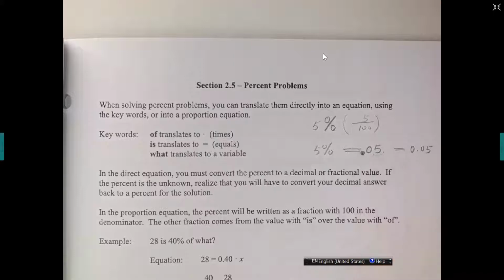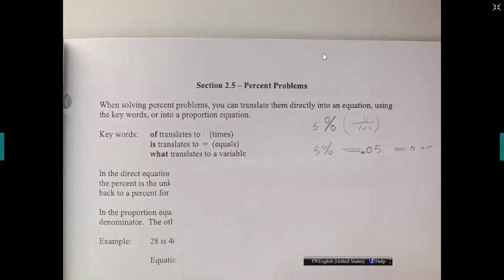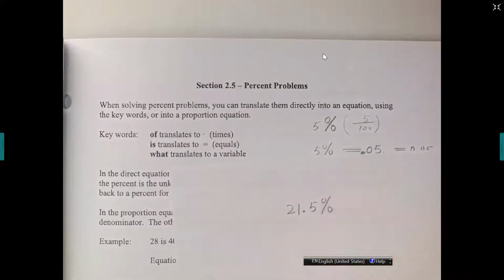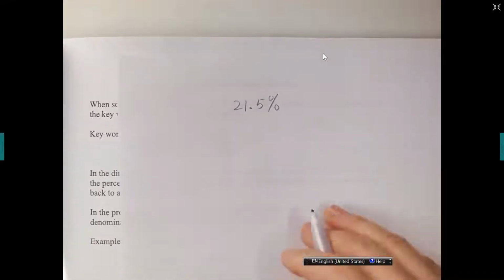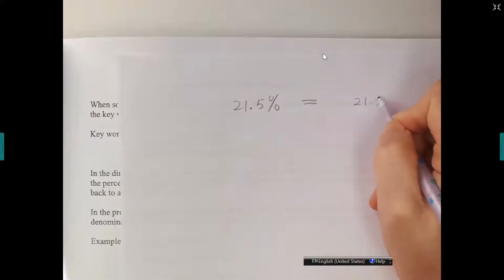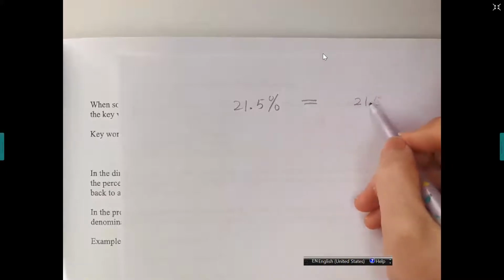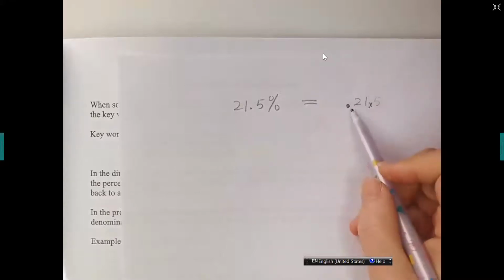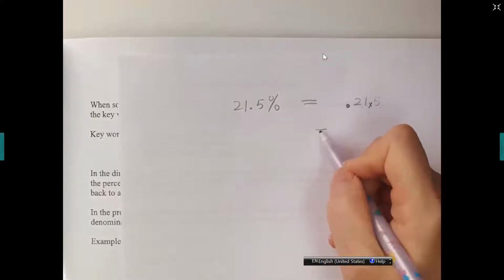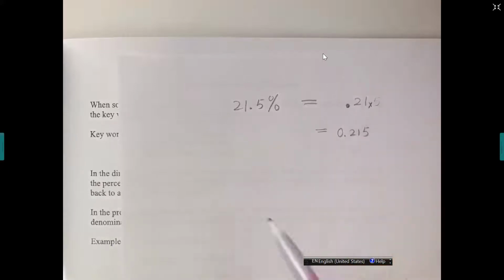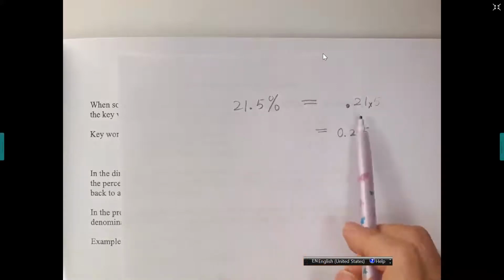One more practice here. If I give you 21.5%, how do we convert this to a decimal number? What do we do? Drop the symbol. We got 21.5. So the symbol is gone. And then move the decimal point twice to the left. Once, twice, it turns into 0.215. There's a practice to convert a percent number to decimal.